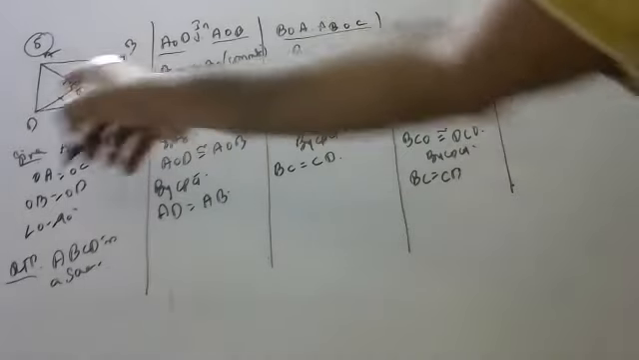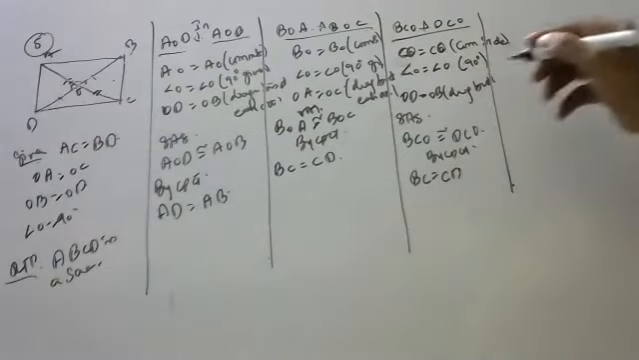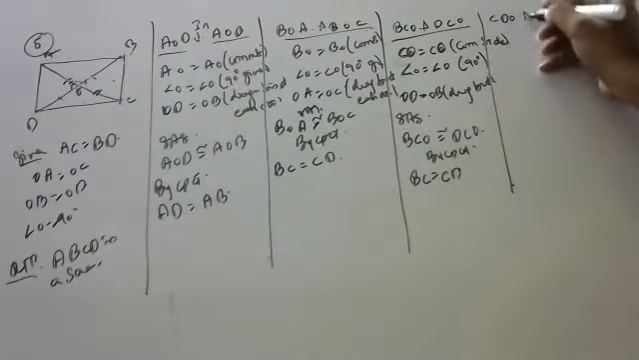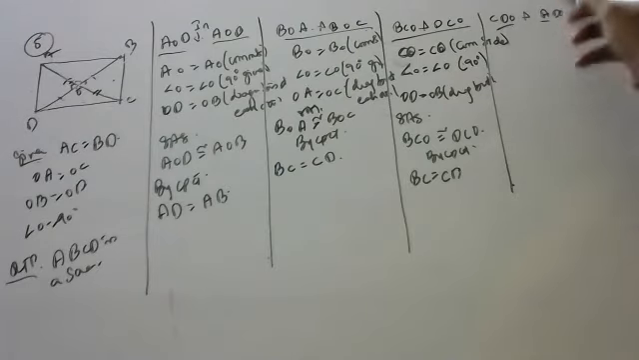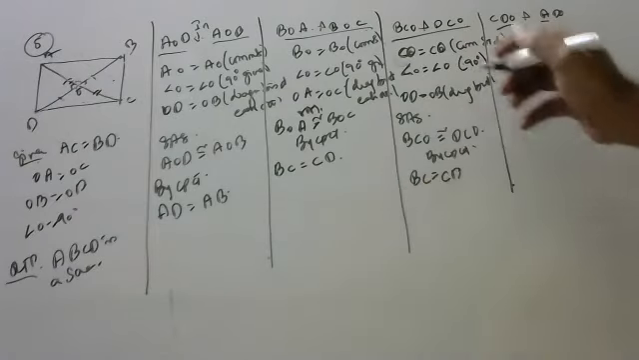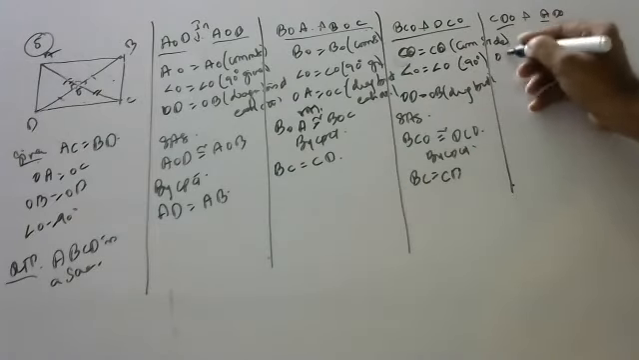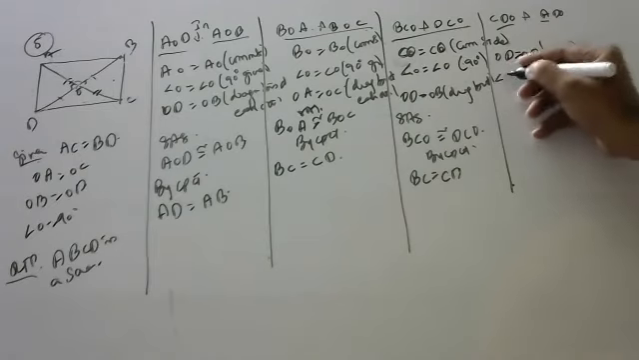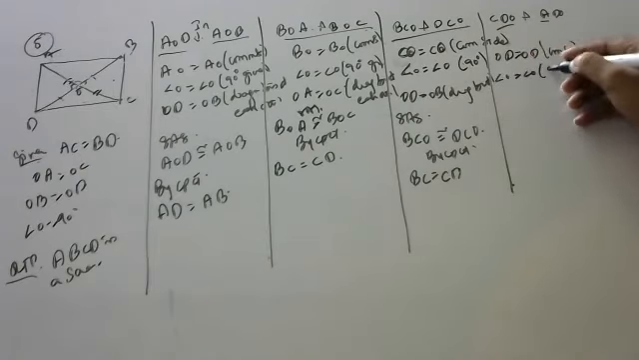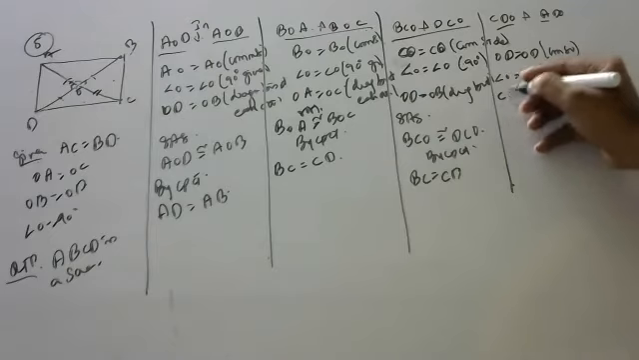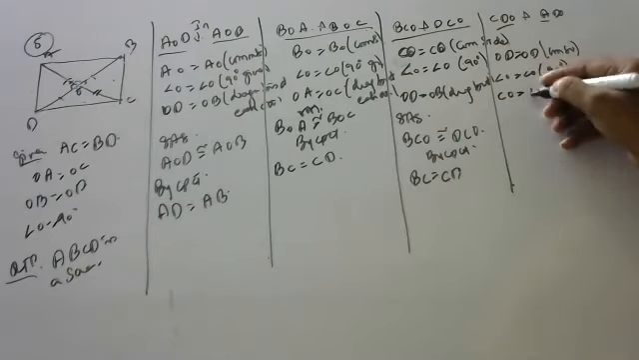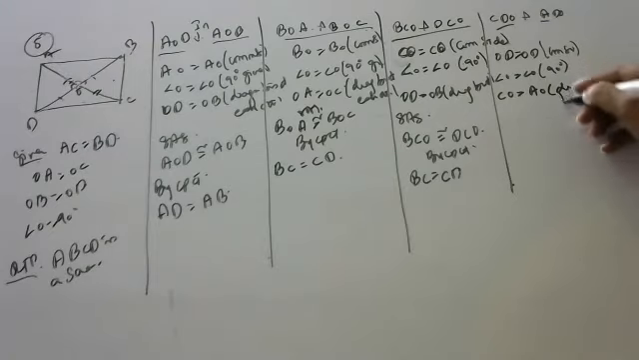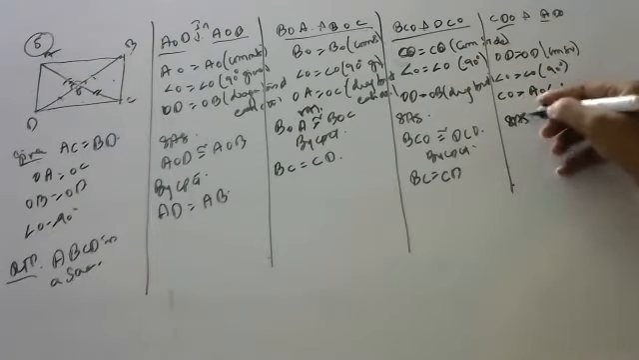Last, triangles CDO and ADO, children, please see here. OD is equal to OD. Why, children? Common side. Angle O is equal to angle O. Why? 90 degrees, given. CO is equal to AO. Why, children? Diagonals bisect each other. By SAS, children.